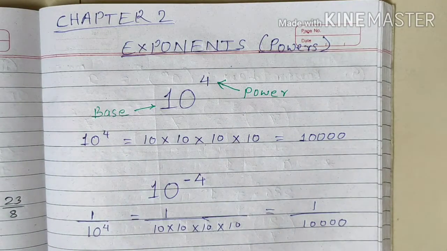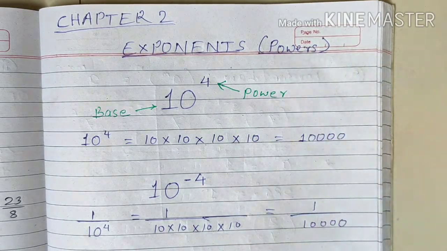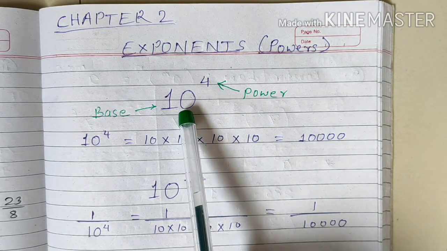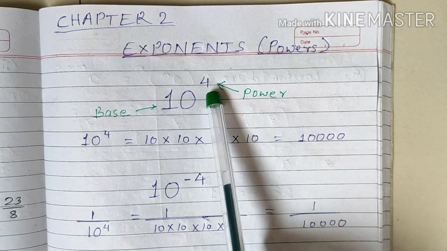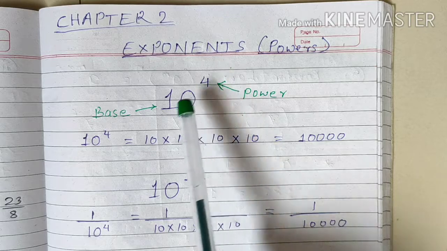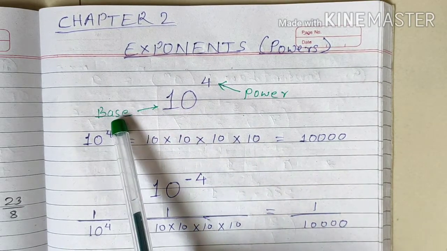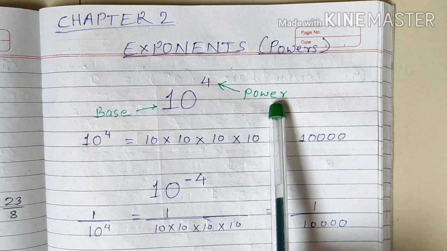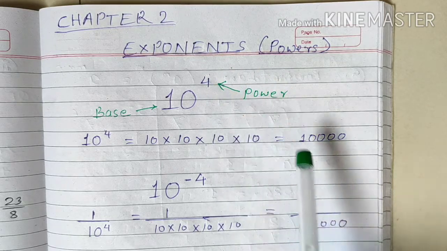Good morning, dear students. From today we are starting with our second chapter, that is exponents. It is also called powers, right? Now, if the number is in this form, 10 and above the 10, on the head of the 10, there is a 4, so we can read it as 10 raised to 4. This 10 is called the base and this 4 is called the power, or we can also call it the exponent. 4 is also called the exponent.